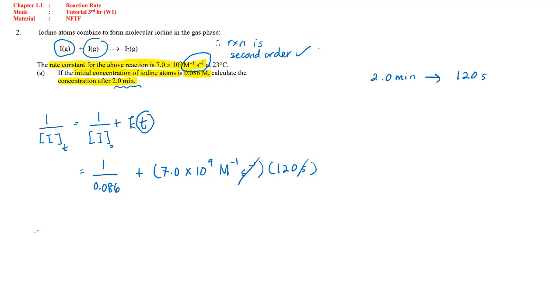Okay, class. Thus, the concentration of iodine at T time is around 1.2 times 10 to the power of negative 12 molar with unit. Tak ada unit salah. Jadi rate constant mesti ada unit. Concentration yang kita kira mesti ada unit. Rate pun mesti ada unit. Okay, kalau tak ada unit, tak ada maknalah pengiraan awak tu.